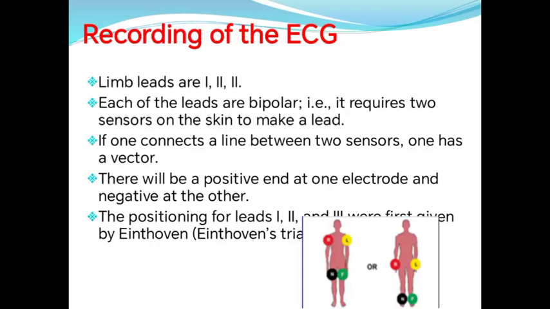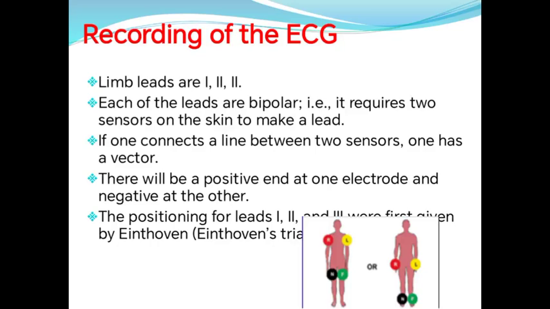That means they are bipolars. They require 2 sensors on the skin to make the leads. These are the standard leads. If one connects a line between 2 sensors, one has a vector. For example, if one lead is on the left arm and the other on the right arm, these are 2 points. We connect them together. This gives us the vector. Definitely you have a positive and a negative electrode.